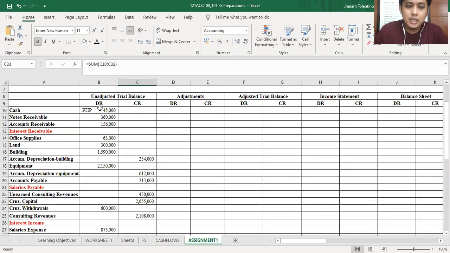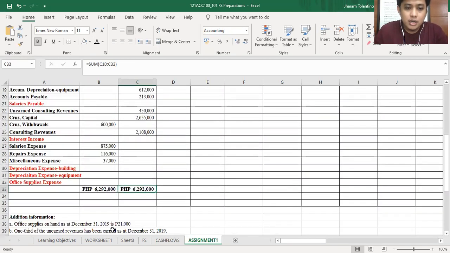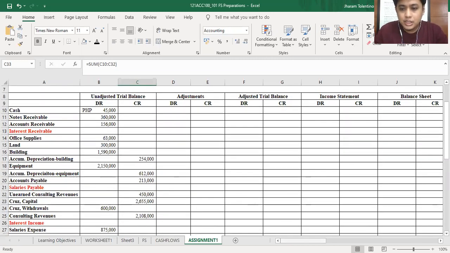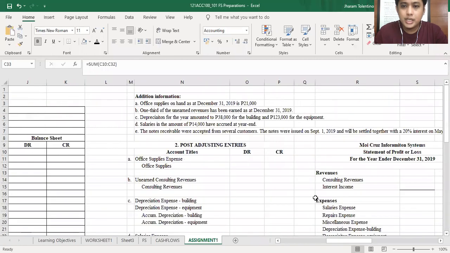Make sure that the balances here are equal. Then, proceed to the adjusting entries. I do remember na yung pinagawa ko sa inyo last time, I always start with the adjusting journal entry. Although sabi niya gawin mo dito, mas maganda dito kasi ta-transfer ko na lang. So these are the additional information.